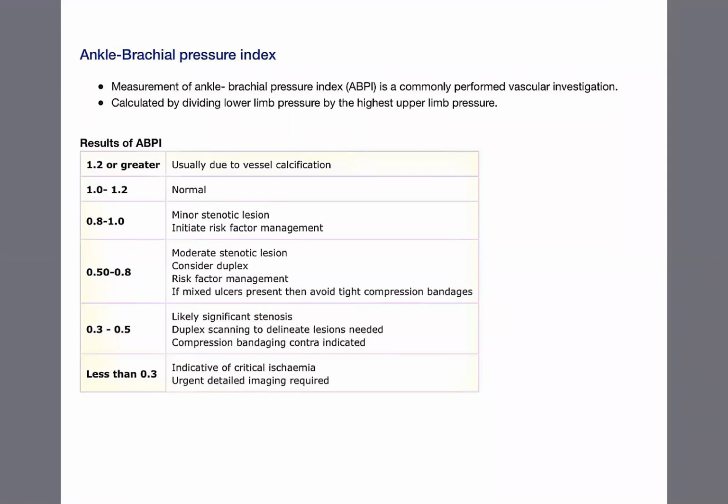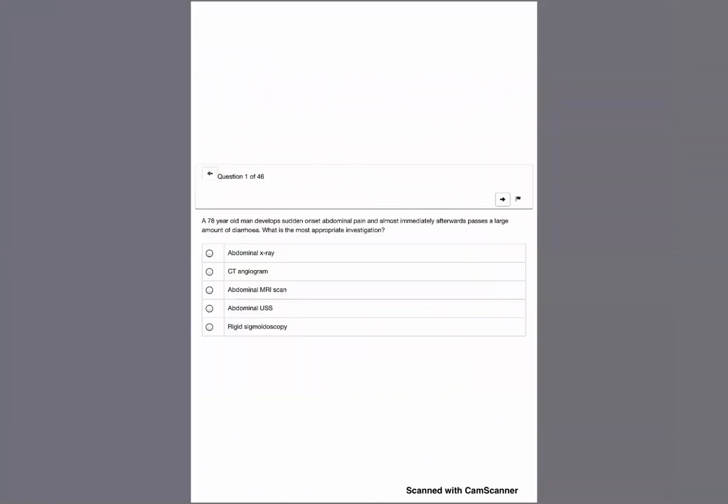Just treatment will be modification of lifestyle. 0.5 to 0.8 is moderate, and he needs some investigation for clearance. 0.3 to 0.5 is severe, and less than 0.3 or 0.3 is critical limb ischemia.